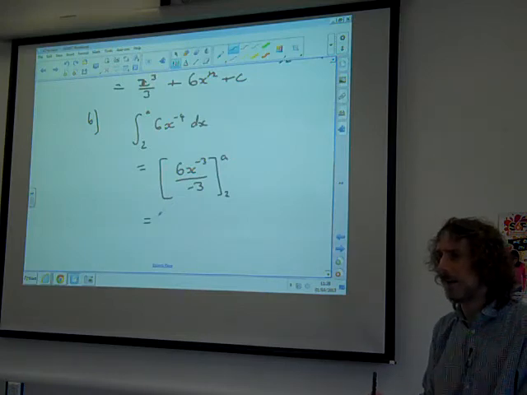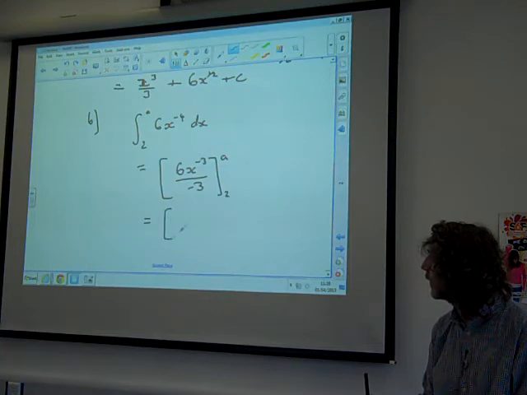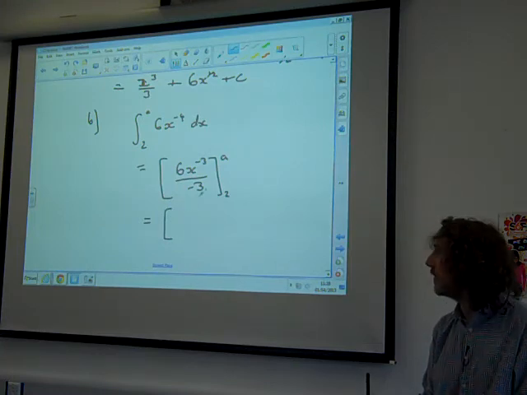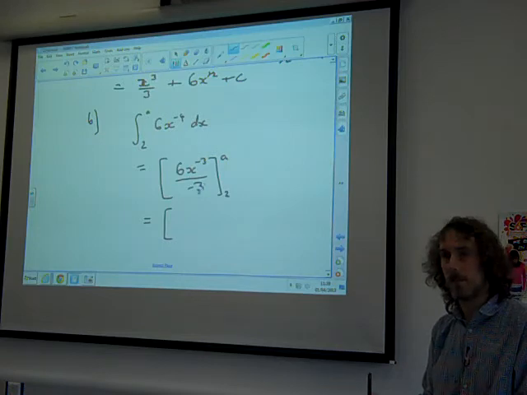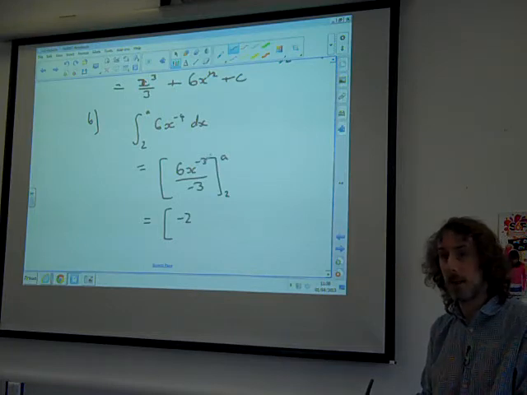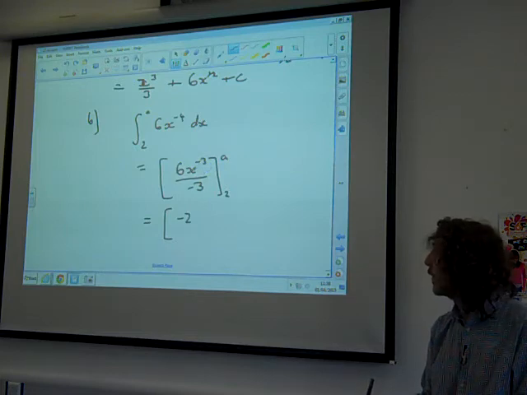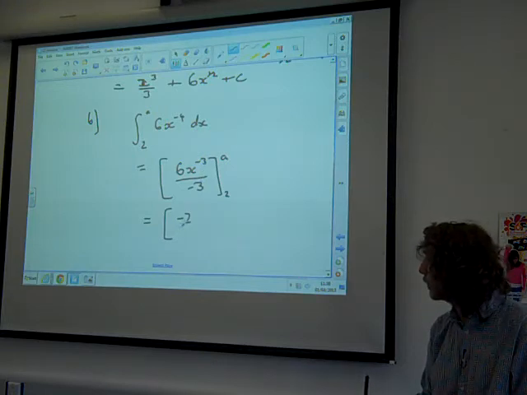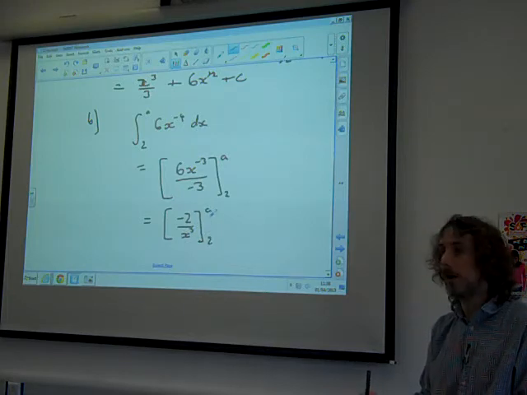Well, actually, maybe let's tidy this up first. This is 6 divided by minus 3, which is minus 2. But we've also got x to the minus 3 here. Now, I think when I'm subbing my limits in, I'd quite like to have that without the negative power. X to the minus 3 means 1 over x cubed. So I actually think I want to write it like that. So it's minus 2 over x cubed.